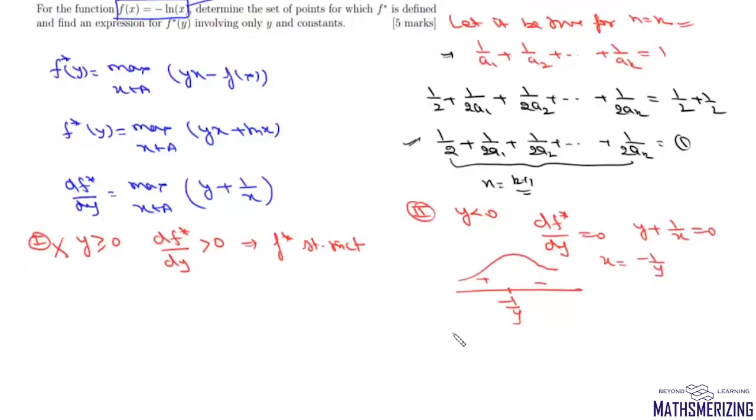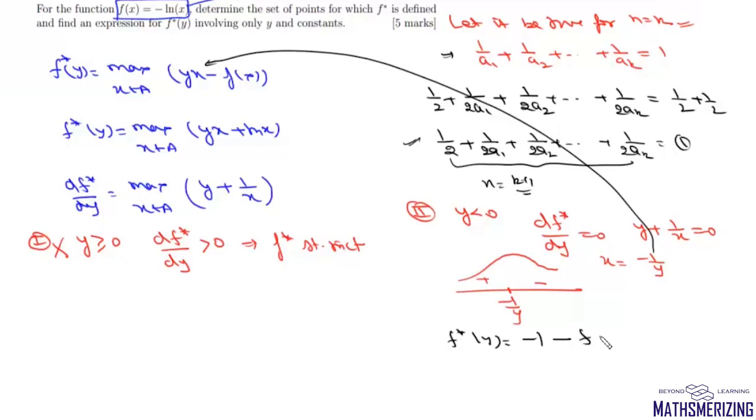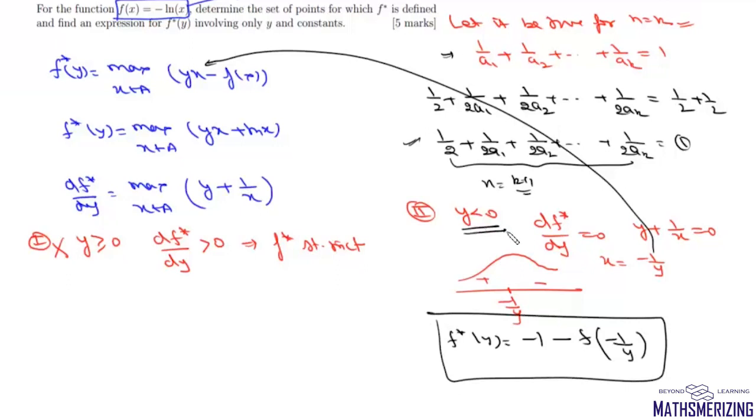So now in this case we can write this f star y as, now in place of x we'll write minus 1 upon y. So it will be minus 1 minus f of minus 1 upon y. So this function is defined when y is less than 0, and will be f star y equals minus 1 minus f of minus 1 upon y, and when y is greater than or equal to 0, this function is not defined.